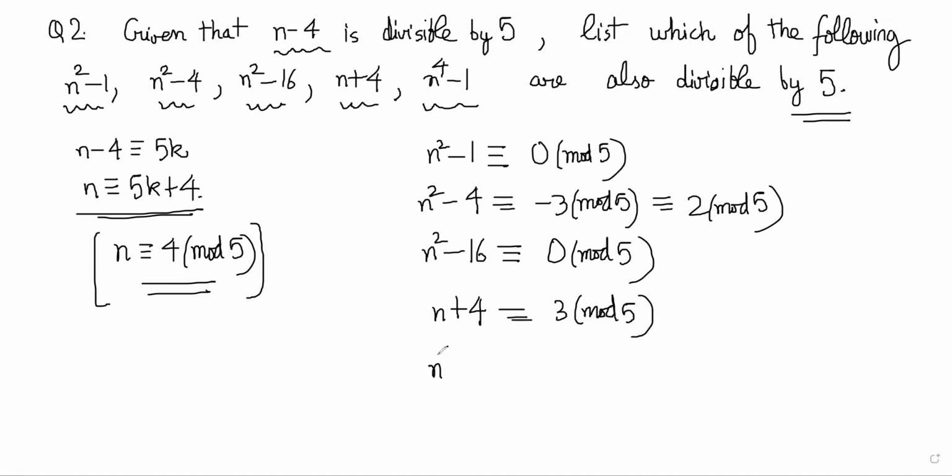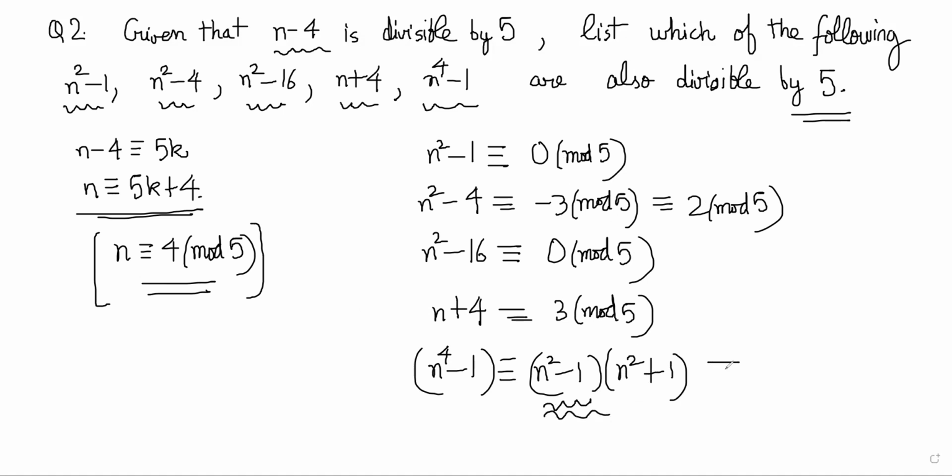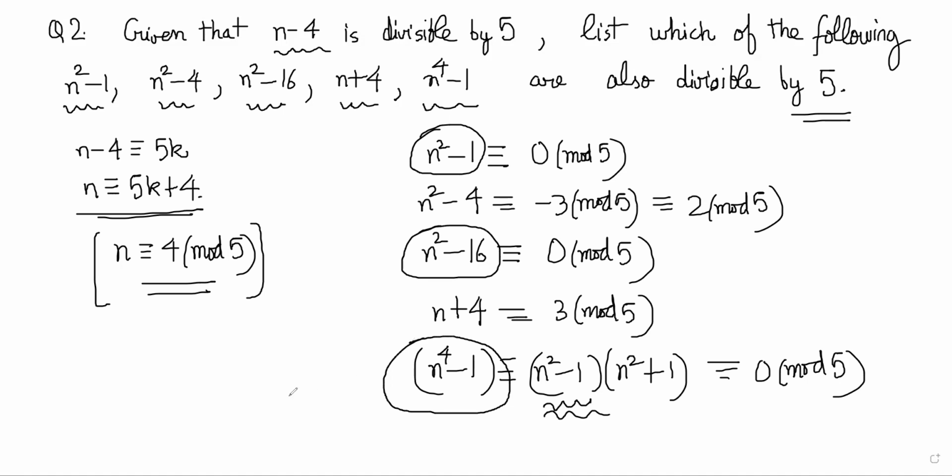And finally, n to the power 4 minus 1 is congruent to (n square minus 1) multiplied by (n square plus 1). But n square minus 1 is divisible by 5. It is 0 mod 5. So the whole thing is also 0 mod 5. So the numbers that are coming divisible by 5 are n square minus 1, n square minus 16, and n to the power 4 minus 1, right?